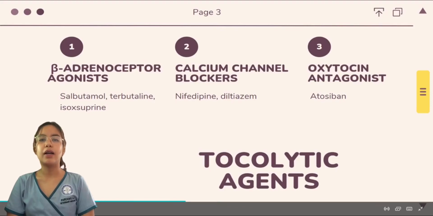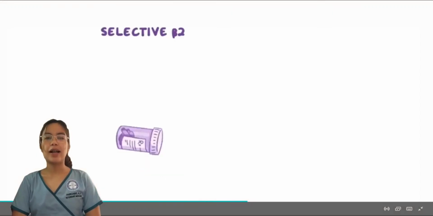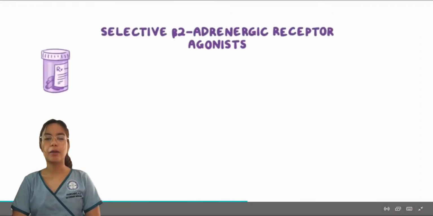First is the beta-adrenoceptor agonists. The second one is the calcium channel blockers. And the third one is the oxytocin agonist. Let's start with the selective beta-adrenergic receptor agonists like terbutaline.